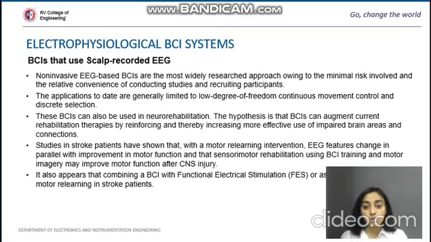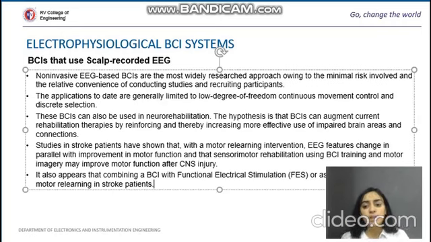What is neurorehabilitation? So people who have suffered with stroke do experience limitations in their motor functions. So this can be used to restore their motor capabilities. And this, assisted with functional electrical stimulations, may also aid motor relearning in stroke patients.